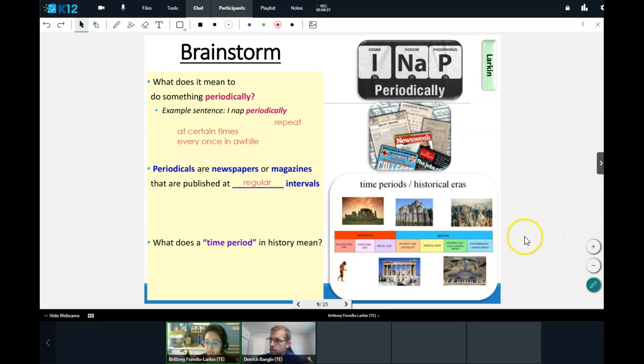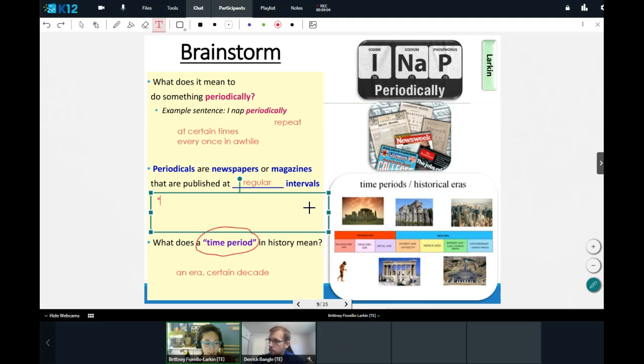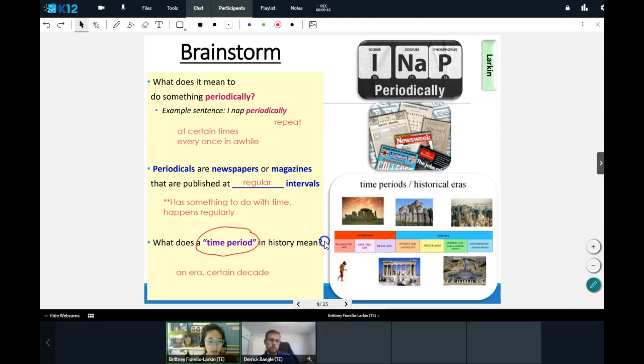And we're going to be learning how this applies to physics today. So what does time period mean? Yeah, awesome, Mallory. Exactly. So it could mean something like an era, or maybe even a certain decade, like the 30s or the 40s or the 50s, that kind of thing. Excellent. So when we think of period, we should be thinking about something to do with time, and it's also something that happens regularly. So that's our summary, based on what we already know about the word period. This should help us figure out how it's being applied today in our class.